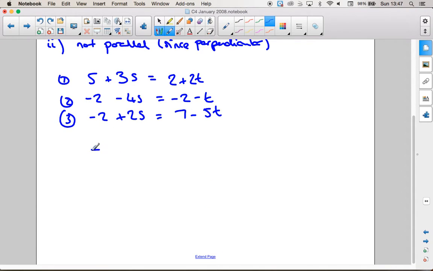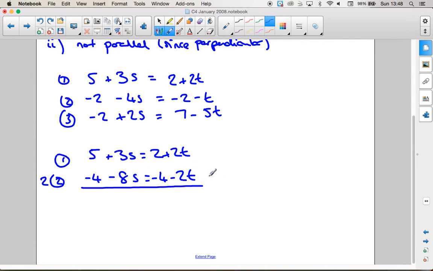So I'm going to take my equation 1, and I'm going to have two lots of this equation 2, because then I'll have two t's on both of these. So then if I add them together, the t's will disappear. So that gives me an s value of 3/5.